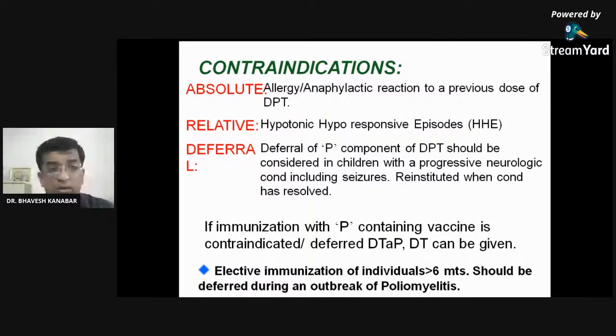Do you remember the dosing schedule? What is the dosing schedule of this vaccine? Dose schedule of pentavalent vaccine. Write down in the chat box: the dose schedule of pentavalent vaccine, when it is given, at what age it is given.